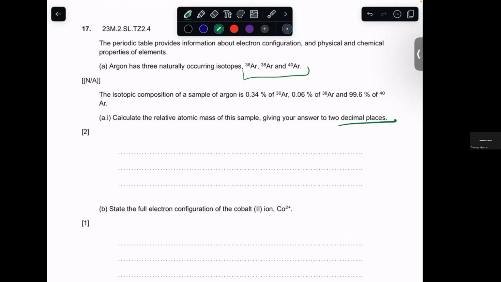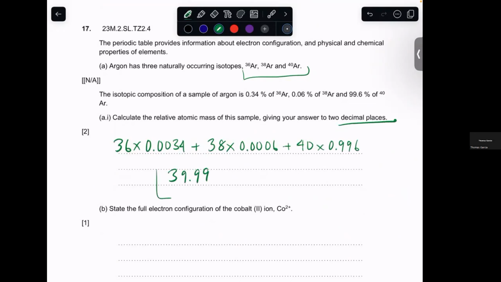Cool. We don't have to do the sig figs ourselves. I will take the masses, 36, times their percent abundance, 0.0034, plus 38 times 0.0006, plus 40 times 0.996. So it's going to be relatively close to 40, and we find out that it's 39.99. So that is the relative atomic mass of argon.